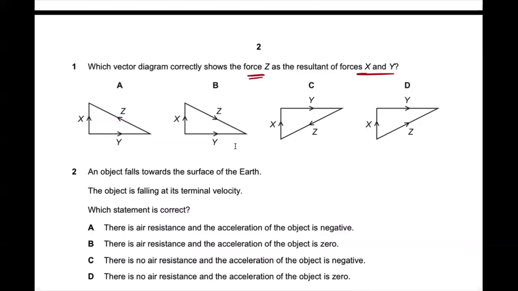So A is wrong. X and Y like this. Again, the resultant should be in this direction, so B is also wrong. C, X and Y in this direction. So here the resultant would be like this, not like this. It should have been like this as the arrow. So C is also wrong. And D by default is correct because it also has the correct line and it's also the correct direction.